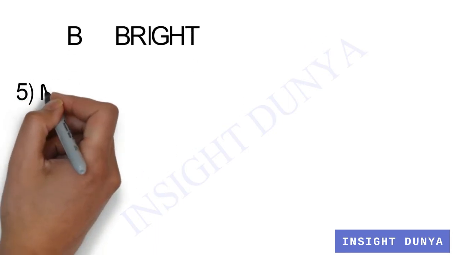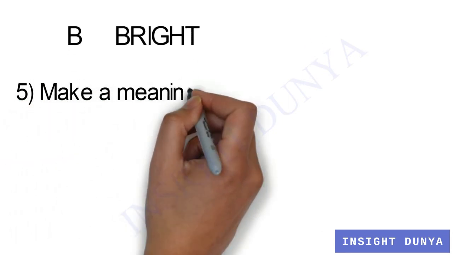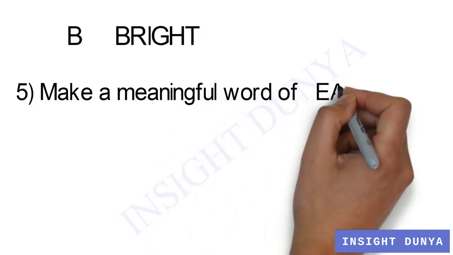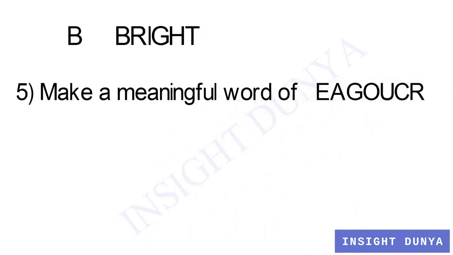Question number 5. Make a meaningful word of EAGOUCR. In this question, you need to shuffle the irregular alphabets to make it a meaningful word. If you think for a moment, you find that the given alphabet can be rearranged to make the word courage. So, courage will be the answer. About question number 4 and 5, I will tell you that the questions of these types are based on easy and everyday use words, because this is an intelligence test, not a vocabulary test.